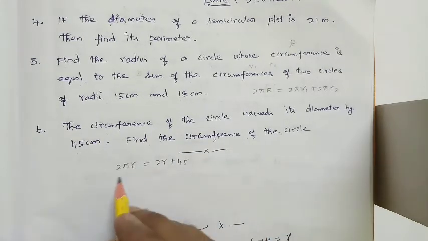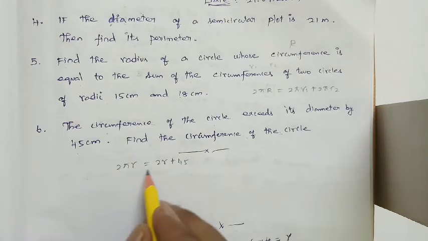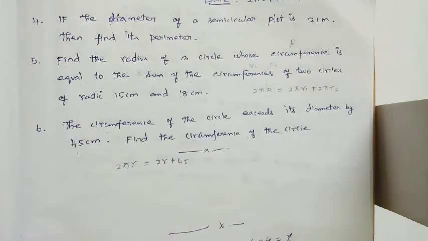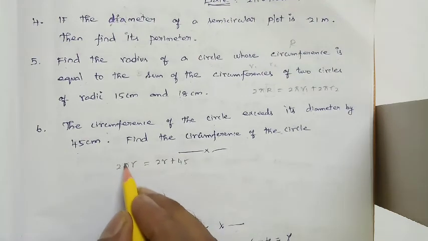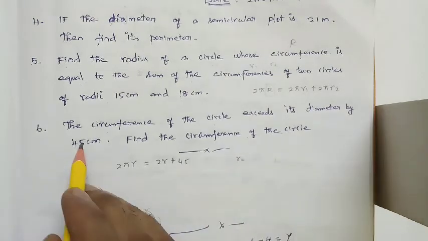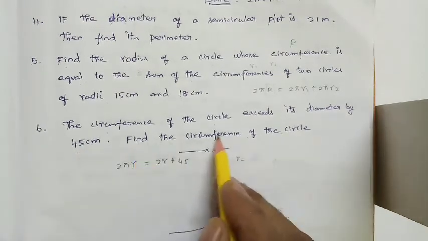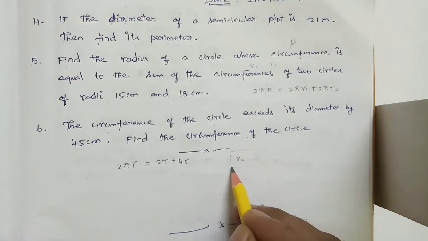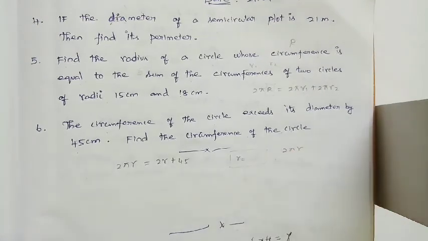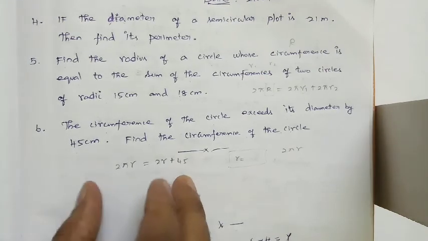Taking 2r to the LHS, 2 pi r minus 2r, right? Then 2r is common, just take it outside. We know the value of pi, substitute and simplify, we'll get the value of r. But what we want to find is the circumference of the circle. If you know the value of the radius, then 2 pi r is the circumference of the circle. Substitute and simplify, we'll get the answer. Right? Understood? Thank you.